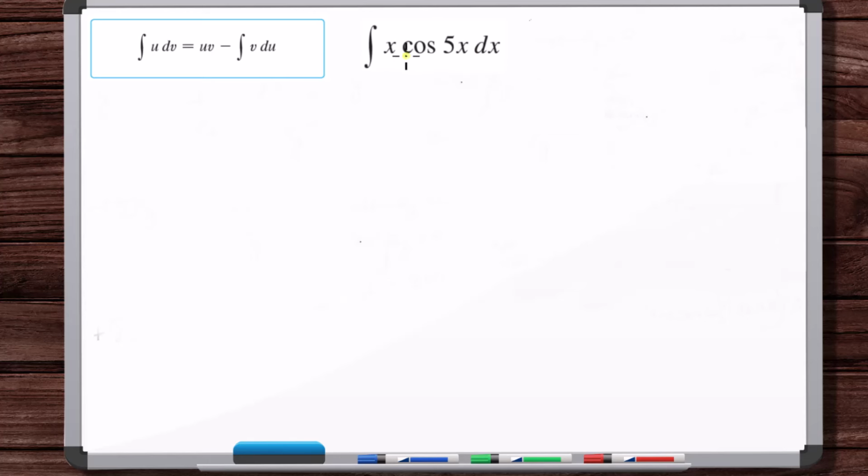When I look at this, cosine of 5x is easy to differentiate, and it's also easy to integrate. When I look at x, it isn't hard to integrate, but when you differentiate it, it goes to 1. So in that case, let's say that u is equal to x, and dv is equal to cosine 5x dx.